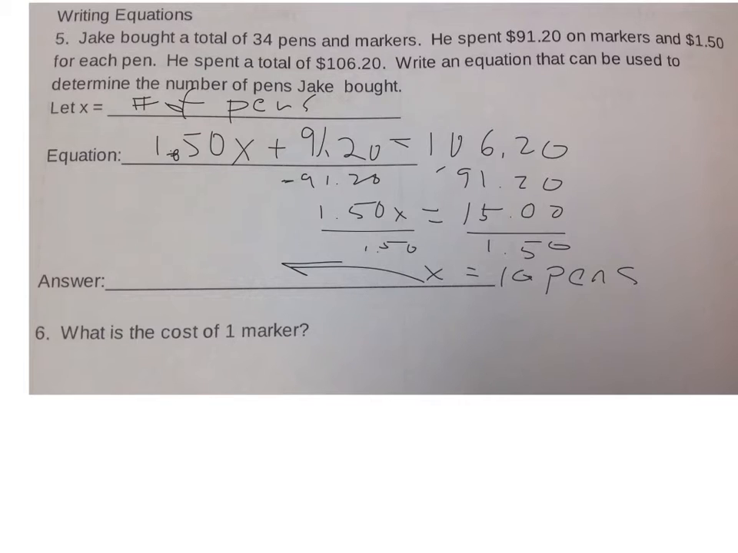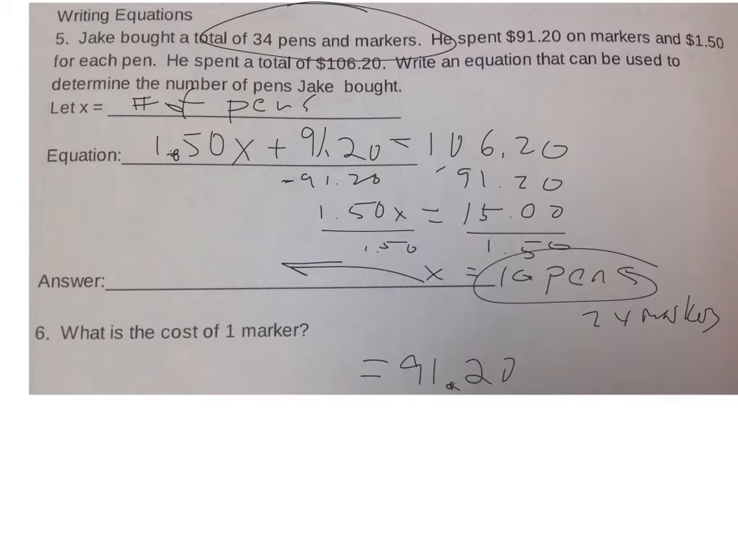The next question says, what's the cost of one marker? Wait a minute, time out. We know how much we spent on markers, $91.20. We also know that if we bought a total of 34 pens and markers, and 10 were pens, that means we bought 24 markers. So 24 markers at some price I don't know. That'd be x or p or w. Let's call it w this time, just for kicks.